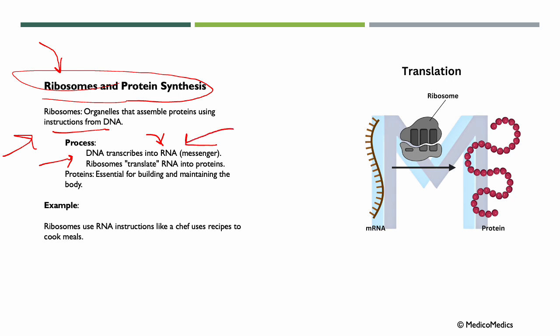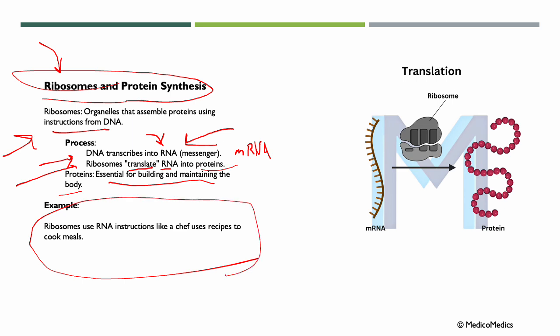And it transcribes into a messenger RNA. So you will see M and then RNA. And then ribosomes, these organelles, translate this RNA into proteins. And proteins are essential for building and maintaining our body. So you can think of it like ribosomes use RNA instructions like a chef uses recipes to cook meals.